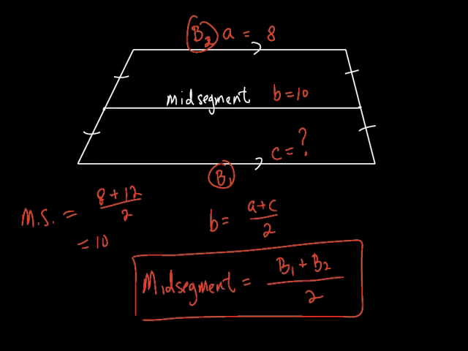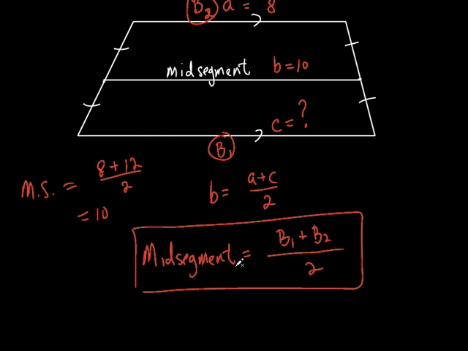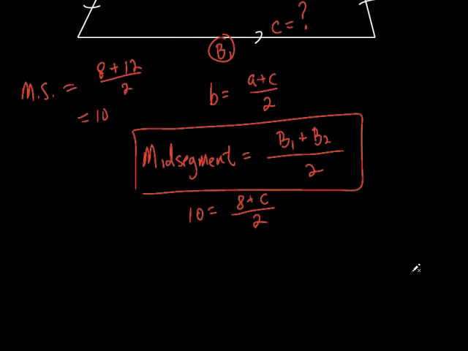We just put it into the formula. So the midsegment, do we know the midsegment? It's 10. Equals the two bases added up. Well, I know one base, 8 plus, we'll call it C, over 2. And now you just do a little bit of algebra. Multiply both sides by 2, so you get 20 equals 8 plus C. Subtract 8 from both sides, and C is 12. There you go.